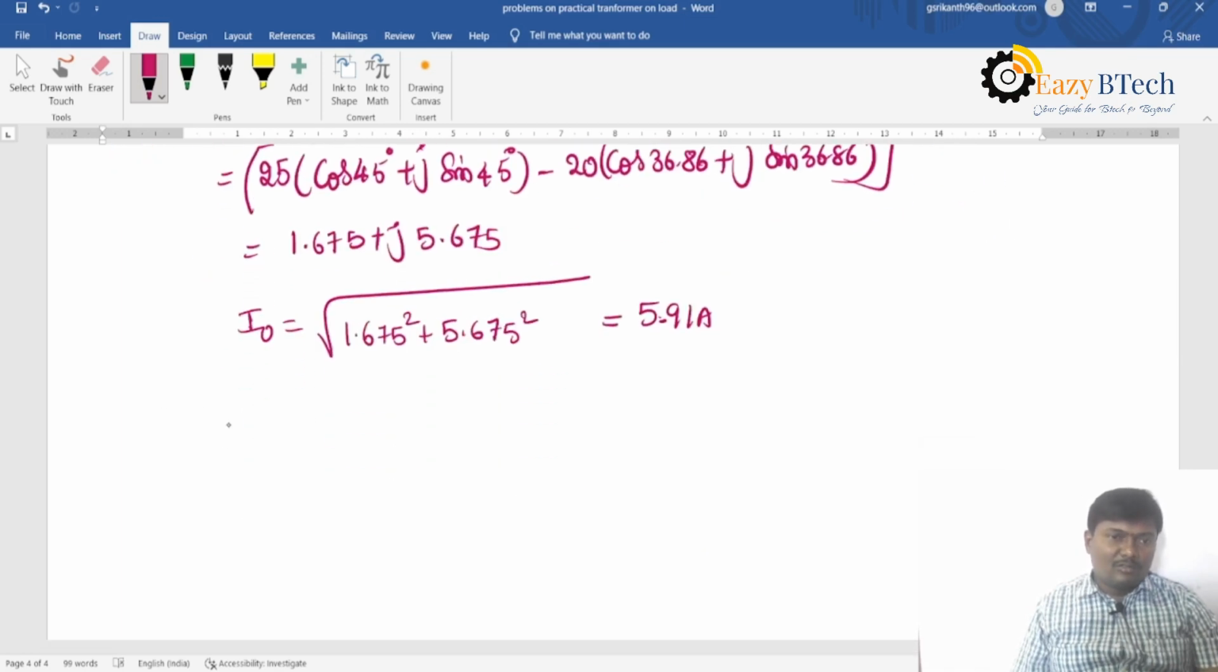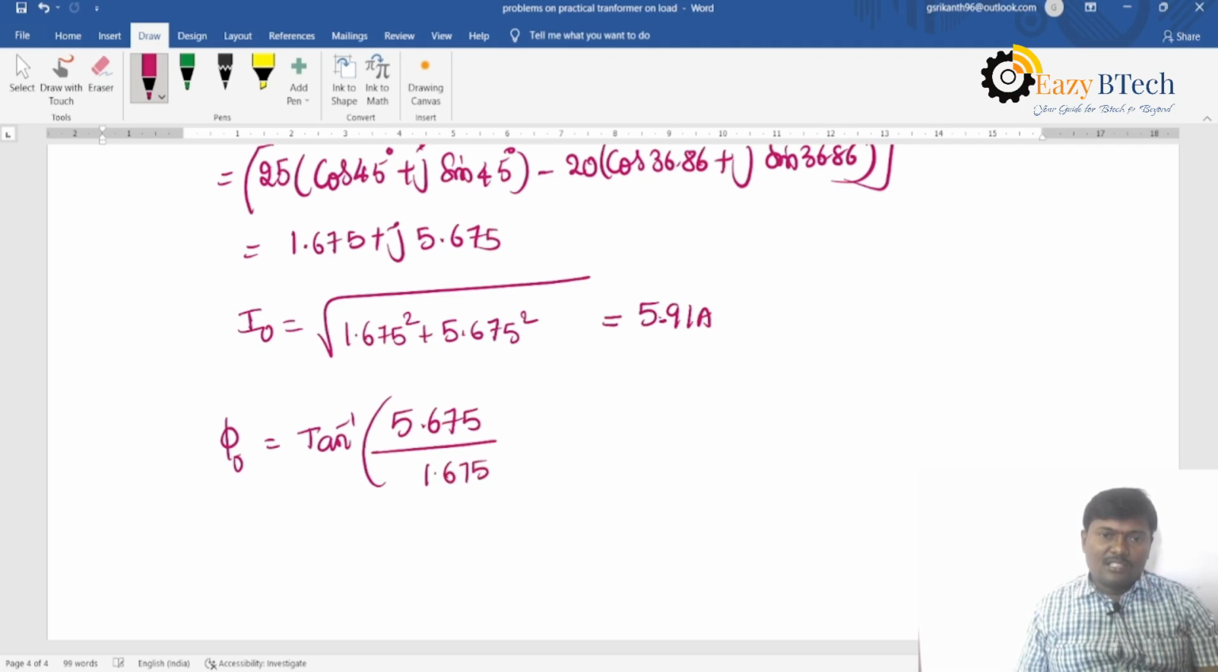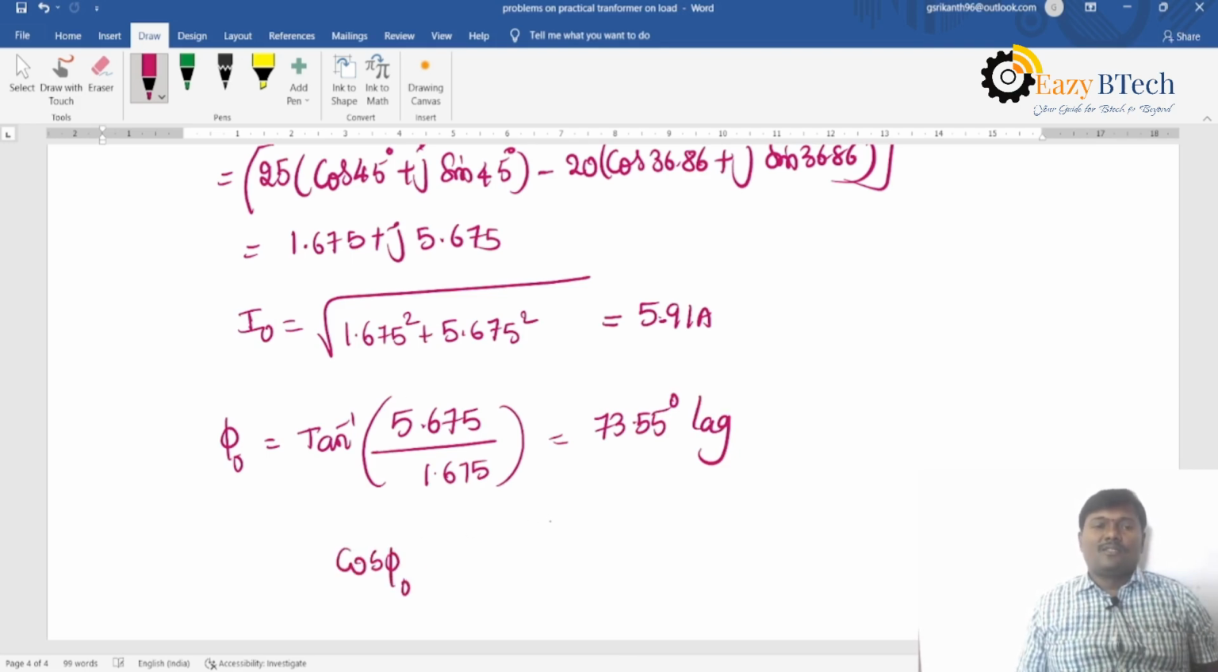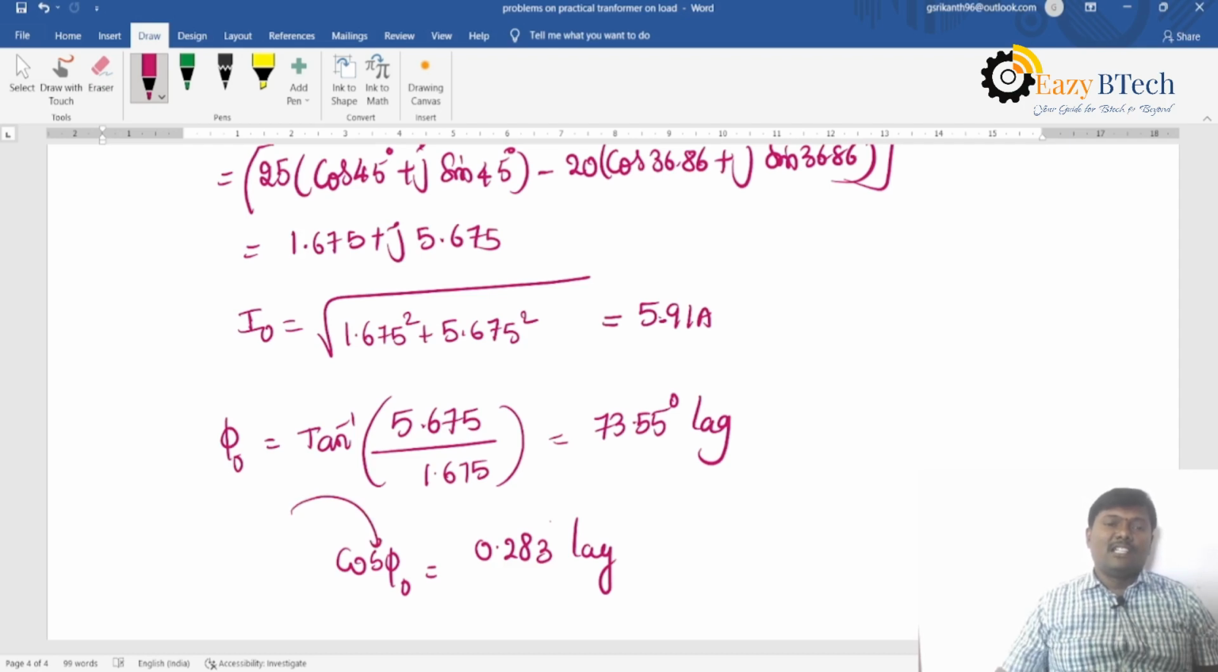He is asking the no-load power factor also, where phi naught is equal to tan inverse of 5.675 divided by 1.675. That should be equal to 73.55 degrees lagging. And the no-load power factor cos phi naught is equal to 0.283 lagging. Because the phi naught you can substitute here directly, you are getting cos phi naught, that is 0.283 lagging.